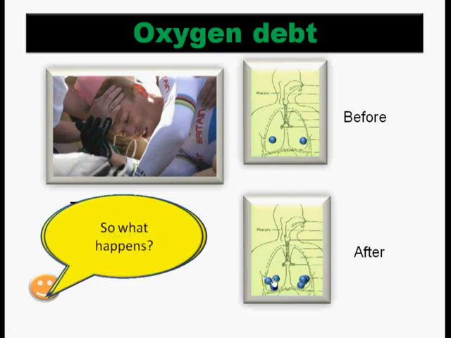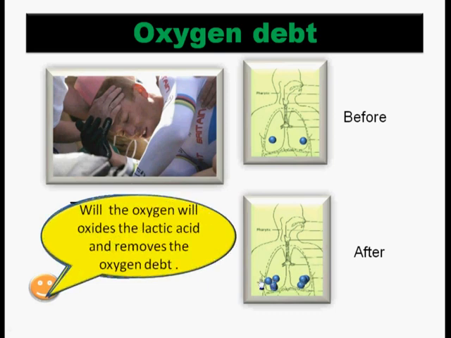So what happens? Well, the oxygen will oxidize the lactic acid and remove the oxygen debt. So you need a lot of oxygen, one, to remove the lactic acid and to remove the oxygen debt so you can start breathing normally again. And that's all it is. All right? I hope it was very simple for you to understand that.